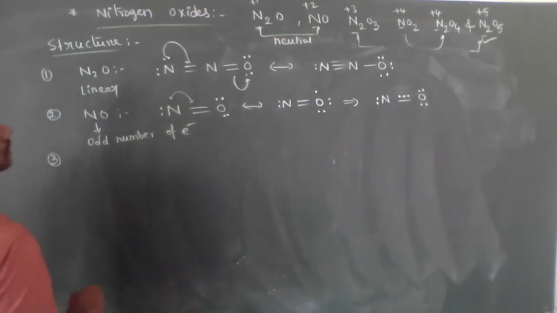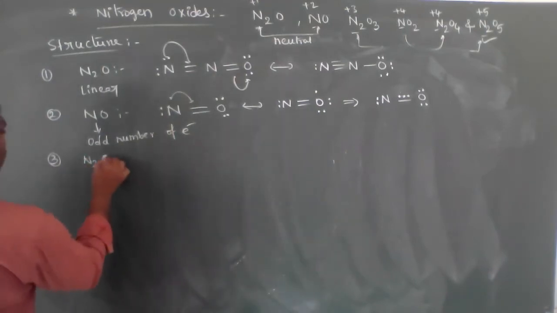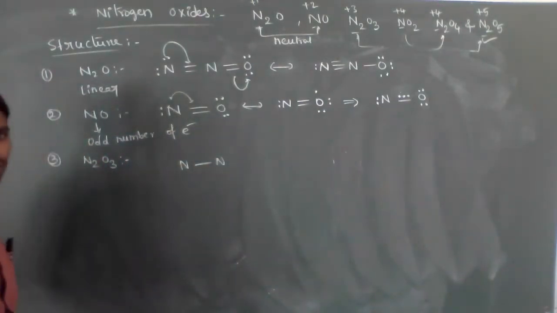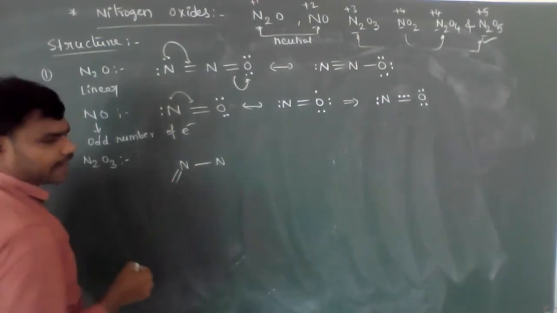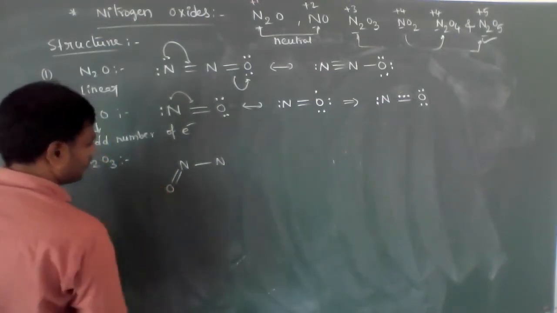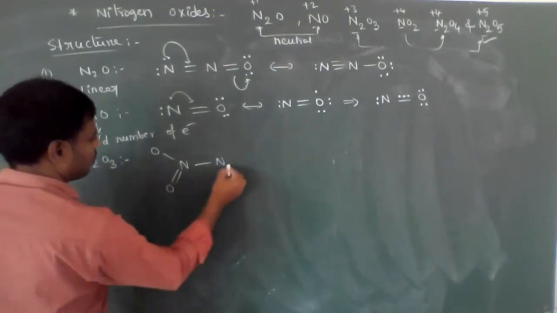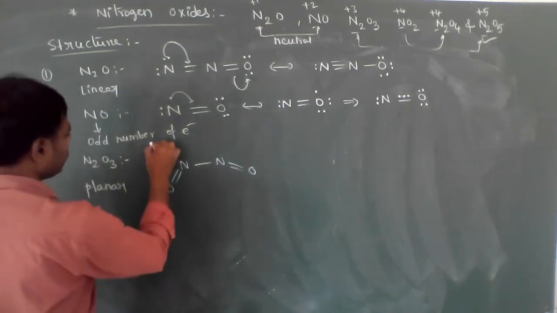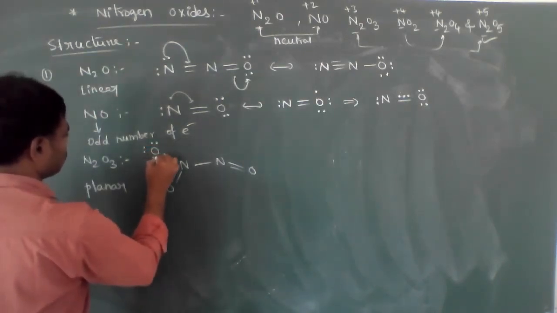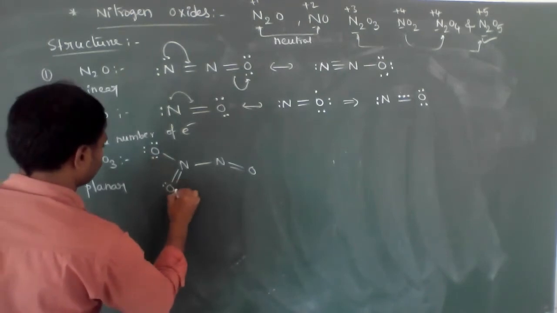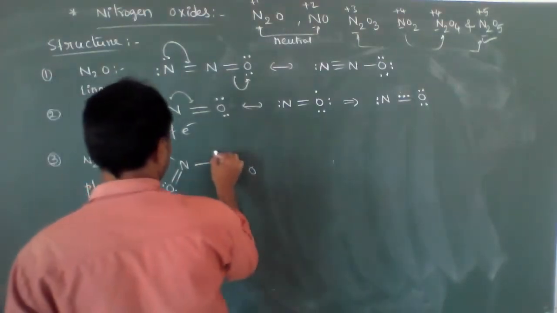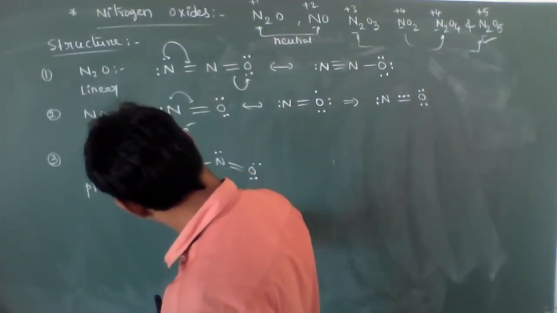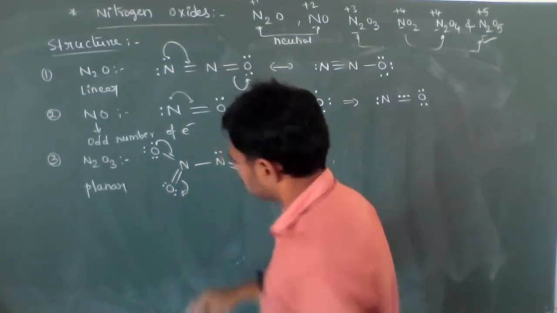The next important structure is N2O3, dinitrogen trioxide. In between the nitrogen and nitrogen, a single bond is present, and one nitrogen's covalency is 4, another nitrogen's covalency is 3. This is a planar molecule. Here 3 lone pairs are present, and this has 2 lone pairs, and this nitrogen has 1 lone pair. This oxygen is involved in resonance.